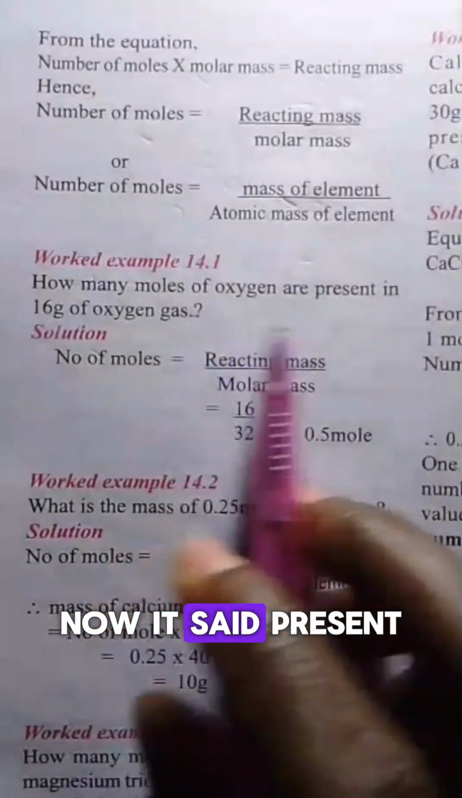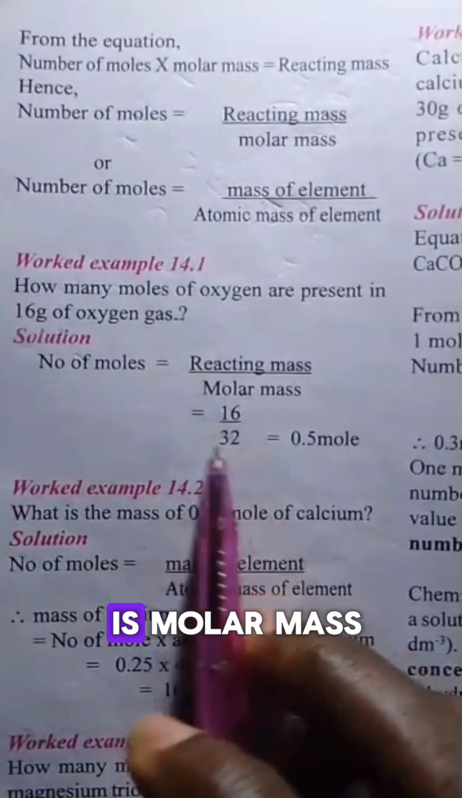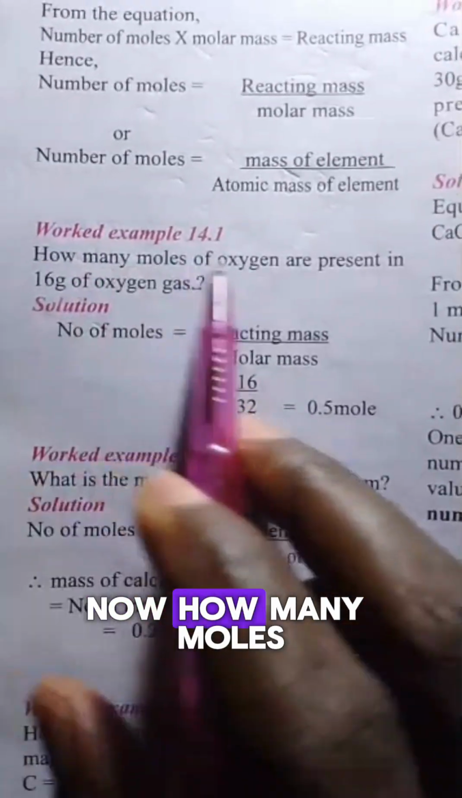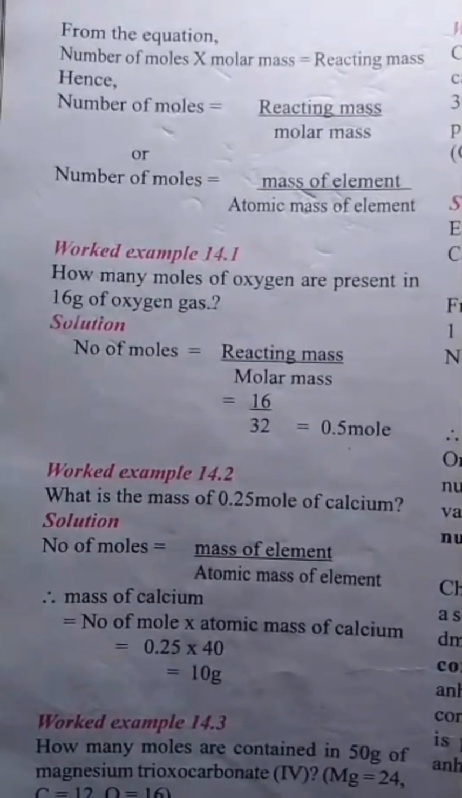Now, it said present in 16 grams of oxygen gas. So it's going to be half, because this is the molar mass. The molar mass is 32, the mass of 1 mole. Now, how many moles are present in 16 grams? So it will be half of that.